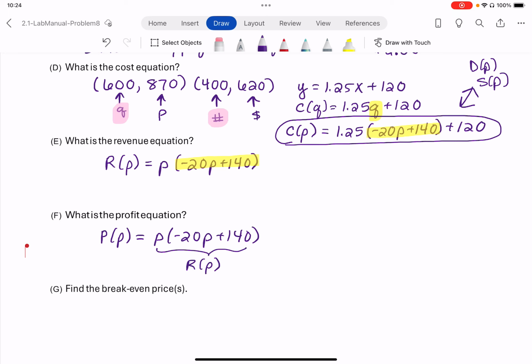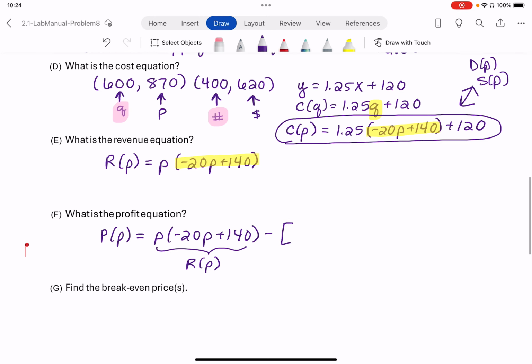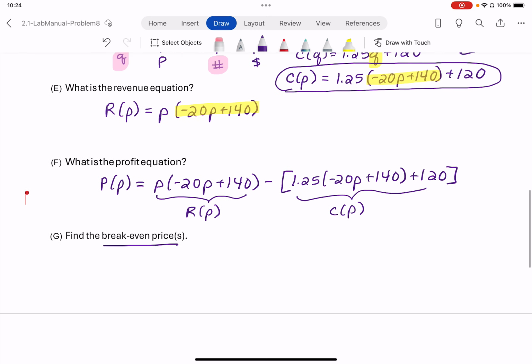That's that R of P. And I'm going to subtract the cost. I'm going to bring in the brackets because I've got to put that whole C of P function in there. All right, so that's my C of P there, okay? And that's going to be my P of P function.